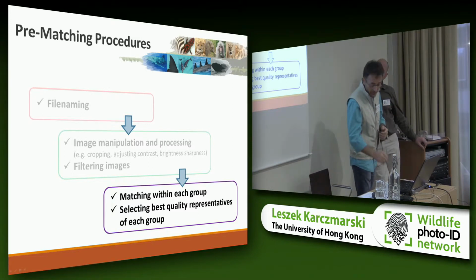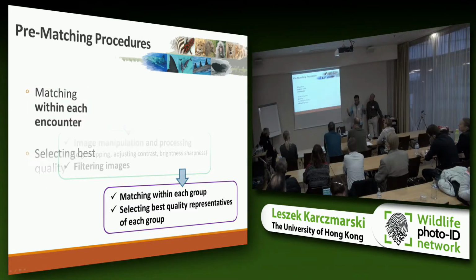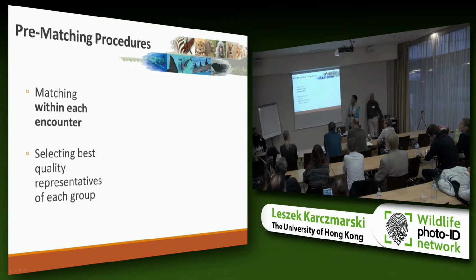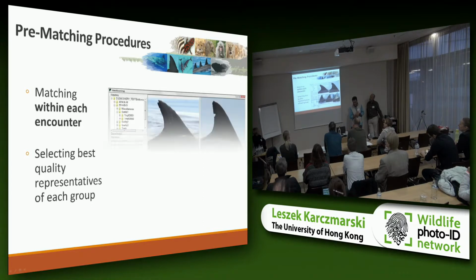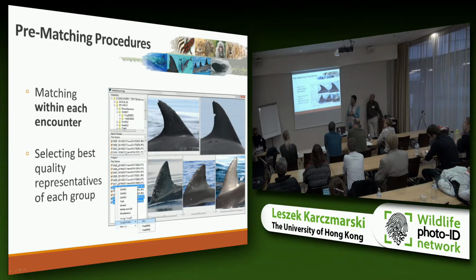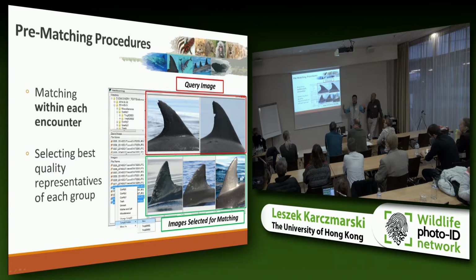And then matching within a group. Obviously, first within a group, within an encounter, as we call it, where you want to select your best representative images of each group. So you have your query image, and then you compare it to your selected images, basically to your catalog. And you can choose. You can use just one query image, or if you're really good, you can increase your number of query images. You can make the matching to a few individuals at the same time, if you know your animals really well.